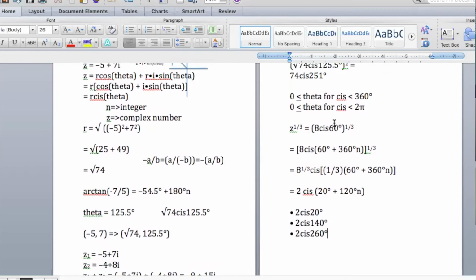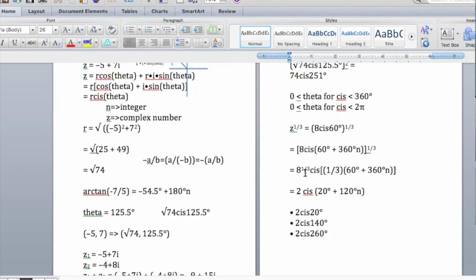What did you add to 20 to get to 140, and then 140 to 260? 2 cis 20 degrees is what happens if I don't go around a second time, right? If I go one more time, if I let this equal 1, then it's 20 degrees plus 120. If I let this equal 2, then it's 20 degrees plus 240. Okay, thank you. Sure. So whenever we're doing this, we always have to say plus 360. Yeah, because if you don't, you'll miss some of the answers.